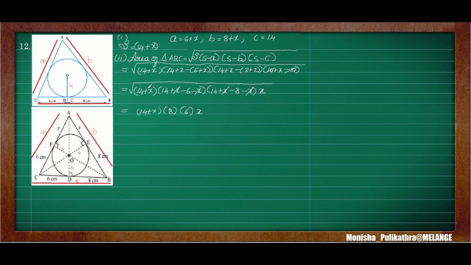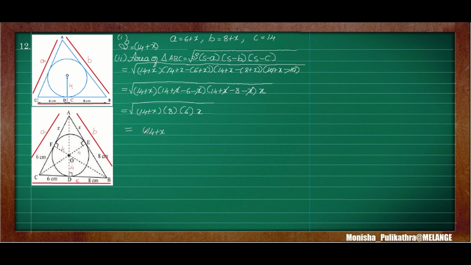Okay, 14 plus x, write as it is. Here plus x minus x cancels each other. 14 minus 6 is 8. Next, here plus x minus x cancels each other. 14 minus 8 is 6. Here one x is there, write as it is. Okay, write square root.